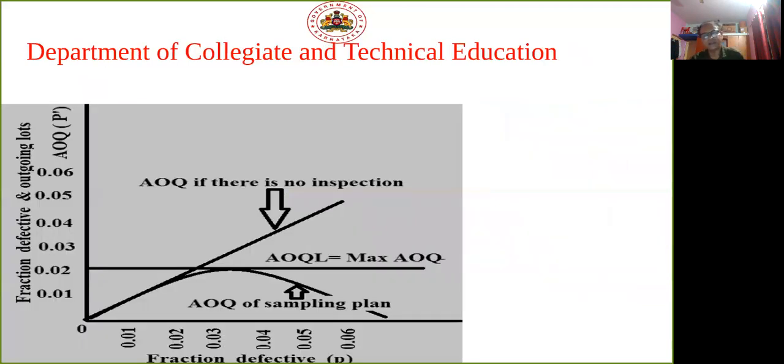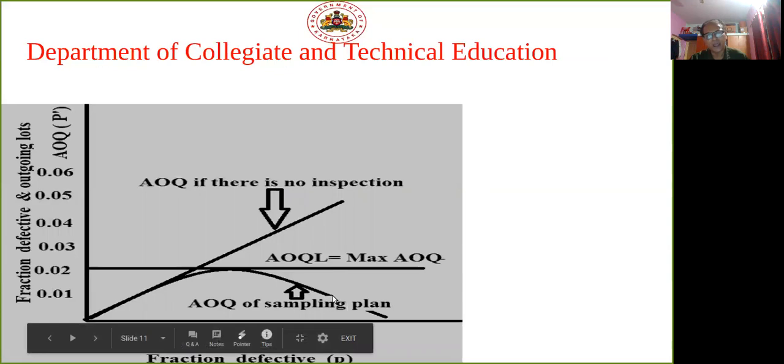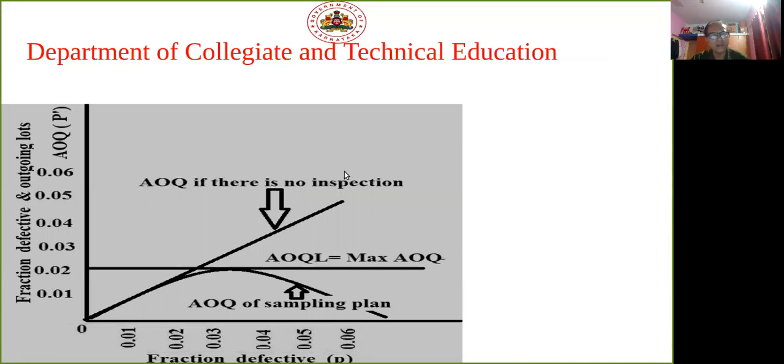This AOQ we can represent on a curve. If there is no inspection, AOQ will be a straight line. AOQL is the maximum point on the curve. You can see a curve here for the sampling plan, and the maximum point on that is called AOQL. And when there is no inspection, this line will be a straight line. You can see the AOQ sampling plan in this graph.